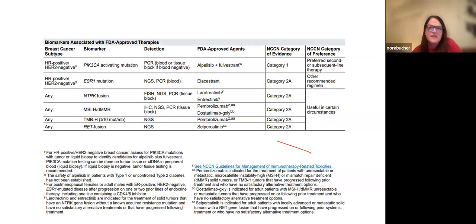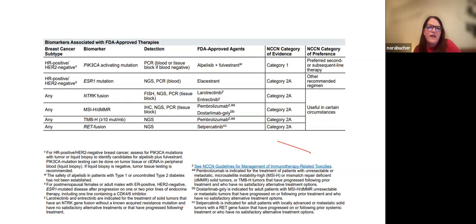So this is just a listing. This is from the NCCN guidelines, which is the National Comprehensive Cancer Network, which is what we follow for diagnosing and treating. And it's something that insurers go off of. And many of you have probably heard of these guidelines, as they offer patient guidelines as well.